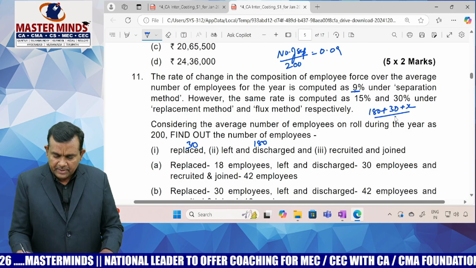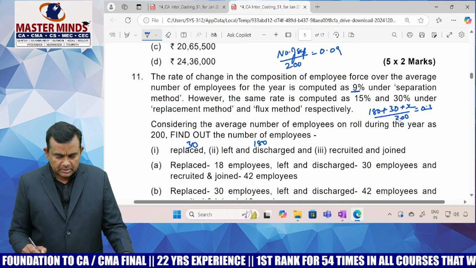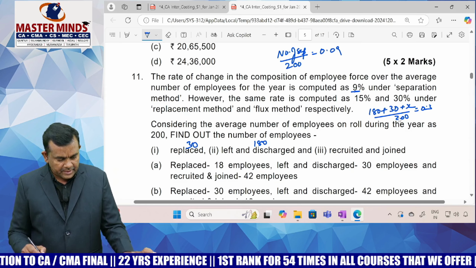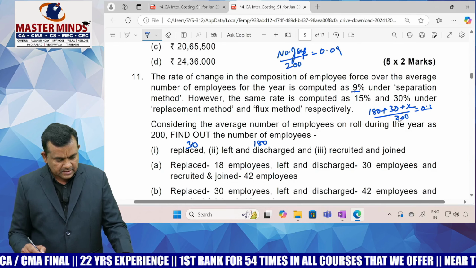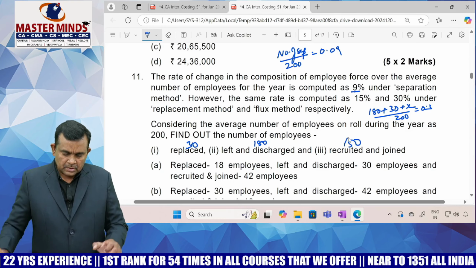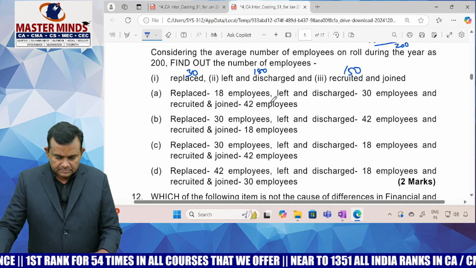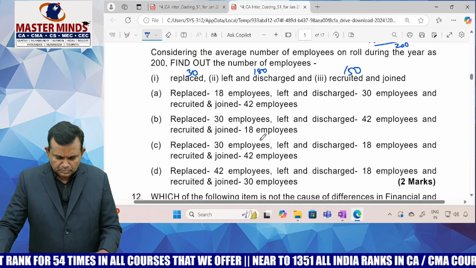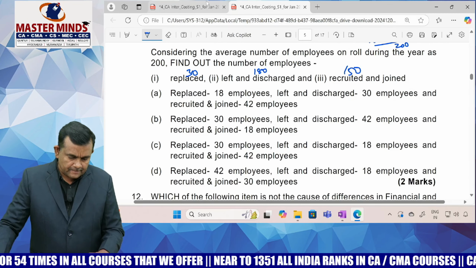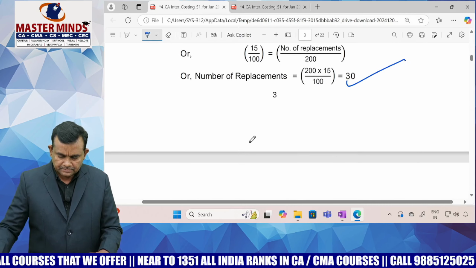So 180, sir, not 20 sir, 200 sir, 200 into 0.3, 60 sir. So 60, x equal to 180 plus 30 minus 60, answer 150. So 30, 180, 150 sir. Here 30 answer correct sir.